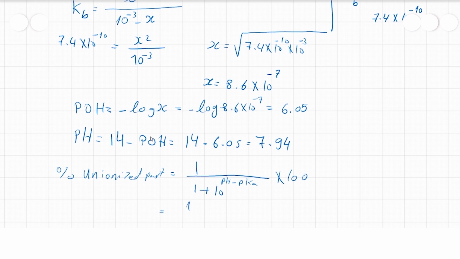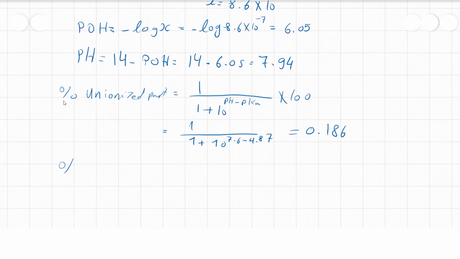It will give us that the value of the unionized part is equal to 1 divided by 1 plus 10 to the power 7.6 minus 4.87, which is equal to 0.186. So the total ionized part is equal to 100 minus the unionized part, which is equal to 100 minus 0.186. We will have that the ionized part is equal to 99.8%.